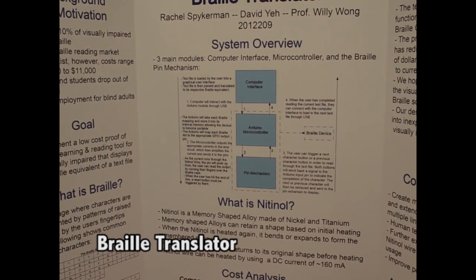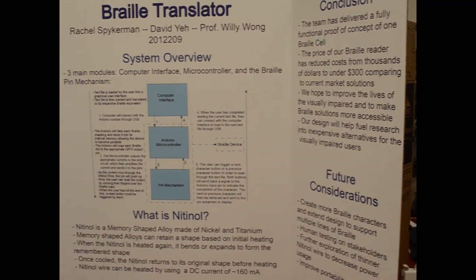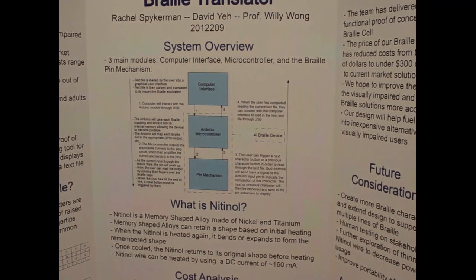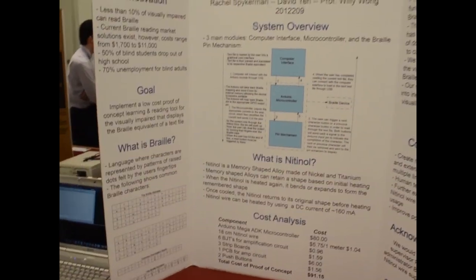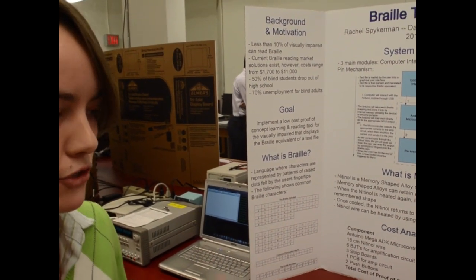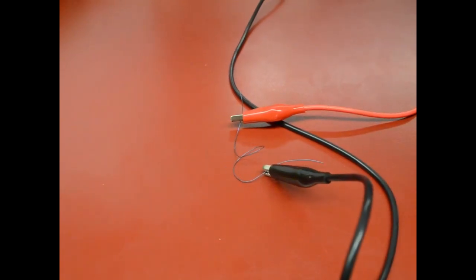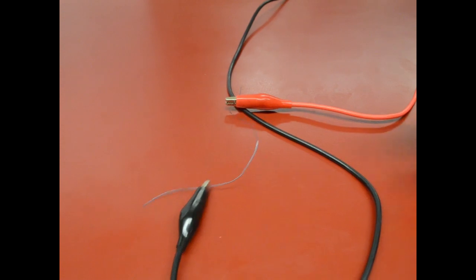We looked into the literacy rates of visually impaired people, and we found that only 10% of visually impaired people are actually Braille literate in North America. In order to help get into this market, we decided to create a cost-effective solution using nitinol wire. Nitinol wire is a shape-memory alloy that contracts and expands with heat.